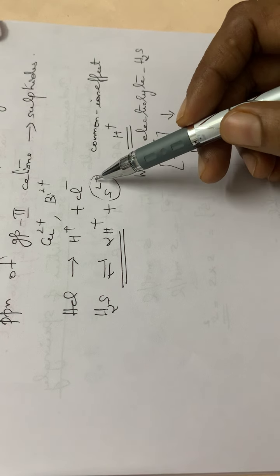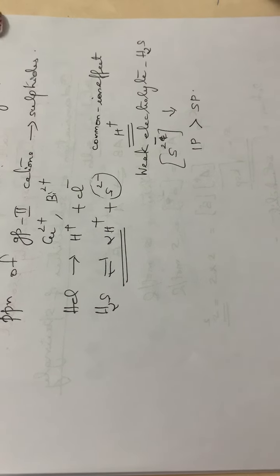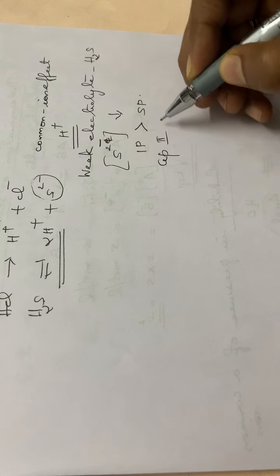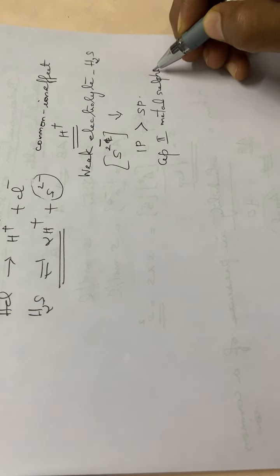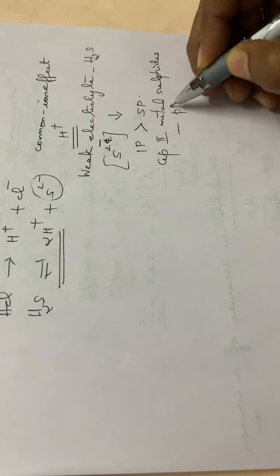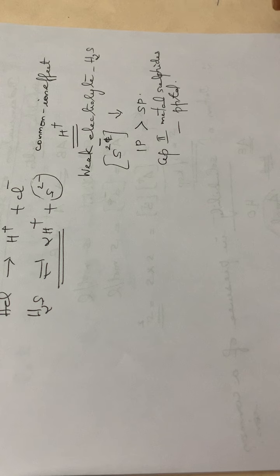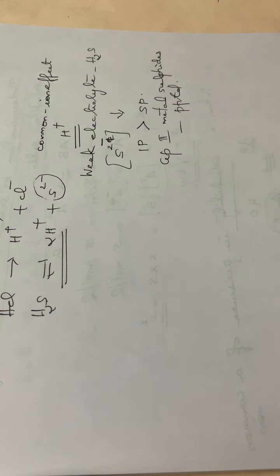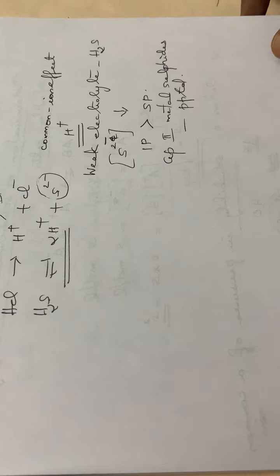Even at this very low concentration of S2 minus, the ionic product exceeds the solubility product, and as a result, group 2 metal sulfides will be precipitated. So at this very low S2 minus ion concentration, the group 2 metal sulfides will be precipitated. So this is the application of the solubility product and ionic product here.